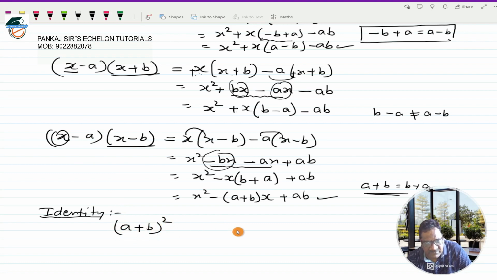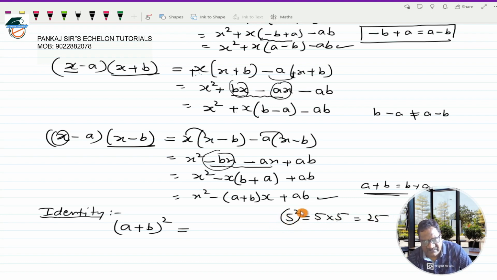A plus b the whole square. Now this is also a product of two terms. I'll give you an example. Suppose somebody is telling you find out 5 square. Now what is the meaning of this? The meaning of 5 square is 5 into 5. So ultimately you have to find out the product of 5 and 5, which is 25, isn't it?